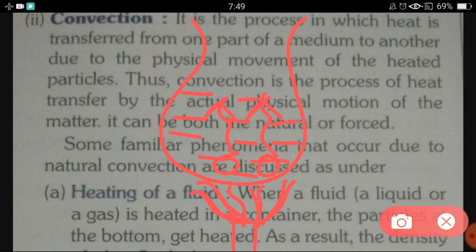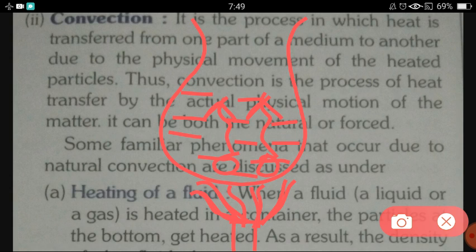Actually in case of fluid, what is the definition of fluid? Anything which can flow is called a fluid. So liquids as well as gases are considered fluids. One property of fluid is that whenever heat is supplied to a fluid, it moves in the upward direction; it becomes very light and starts moving upward.